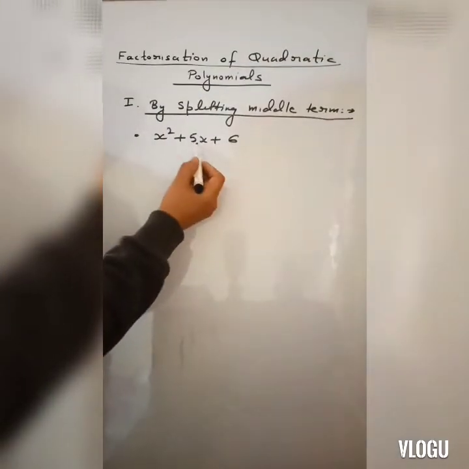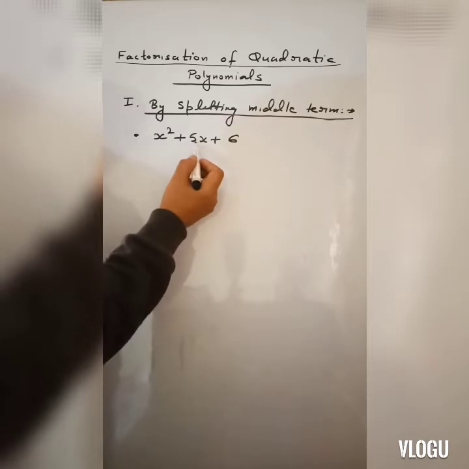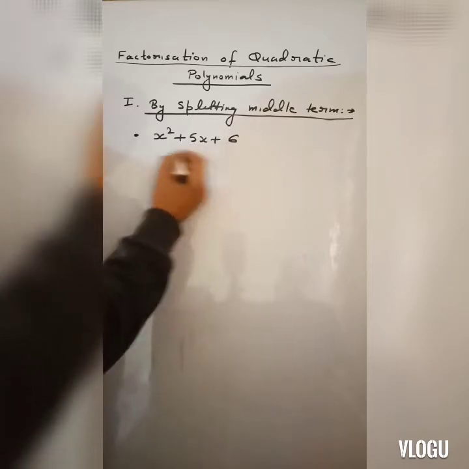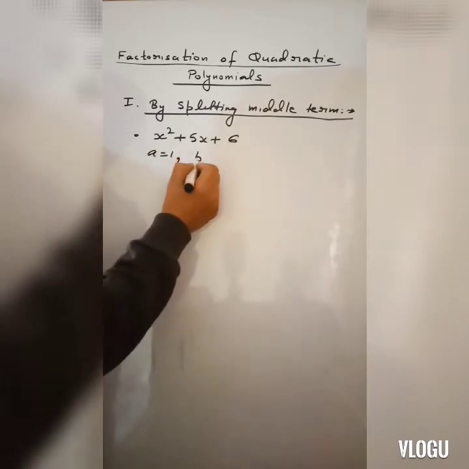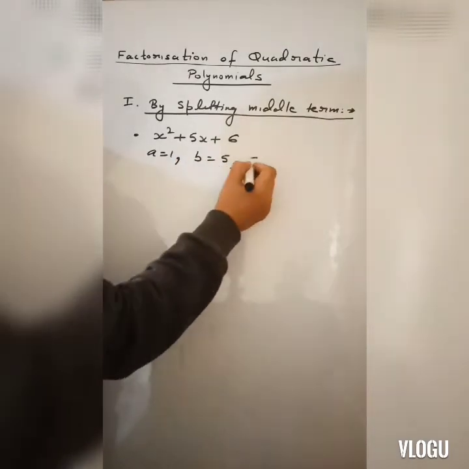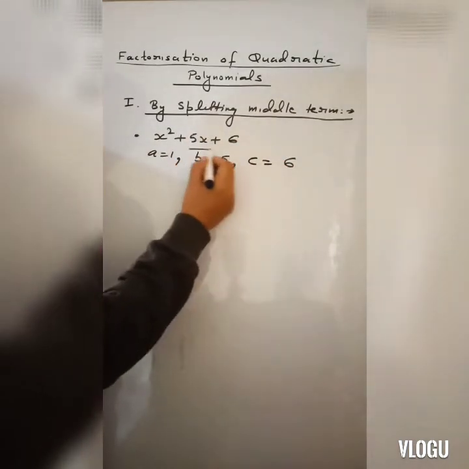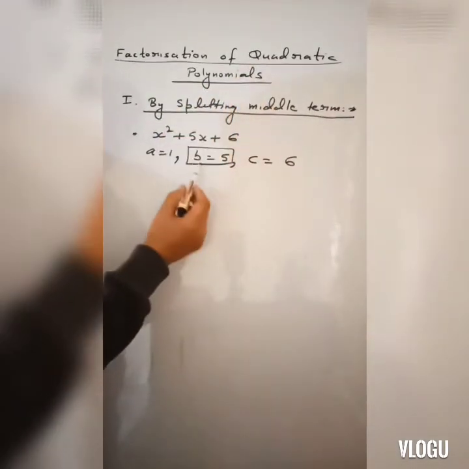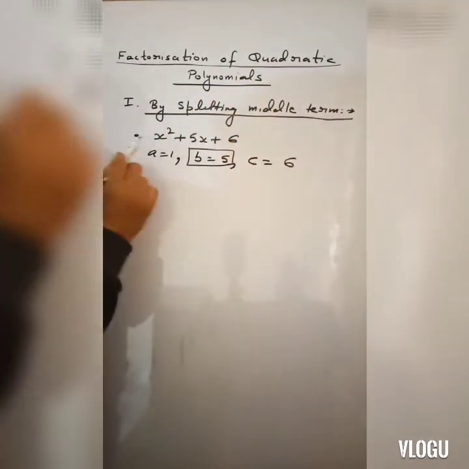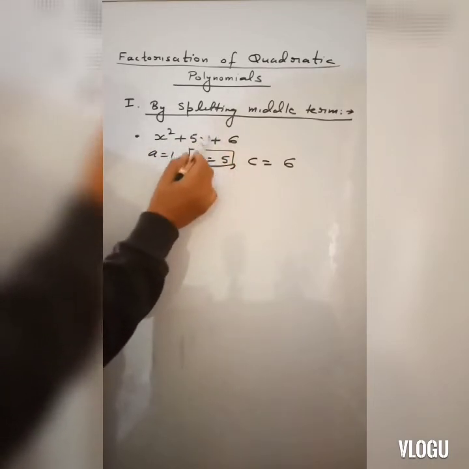Split means we have to divide this term in two. But there is some rule to split this middle term, which means we have to find two numbers. You can see in this polynomial, your a is equal to 1, your b is equal to 5, your c is equal to 6. To factorize a quadratic polynomial, we have to split this middle term. So that's why it should be in standard form first, because this x term is always the middle term.